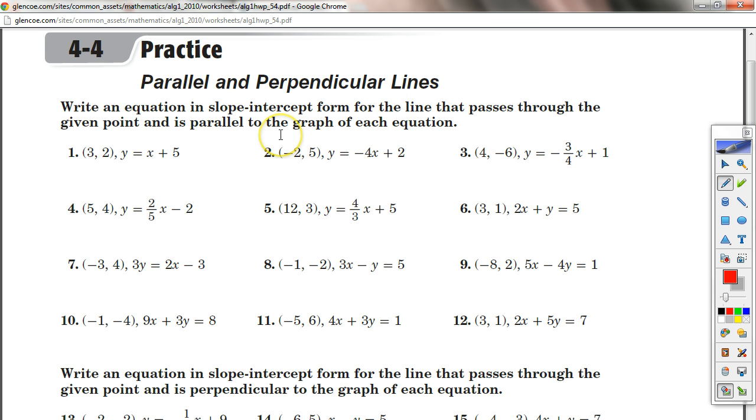Okay, so in the previous video we learned about parallel lines and perpendicular lines. Parallel lines are when two lines are going in the same direction and will never meet. When you find the slope, parallel lines have the exact same slope, and perpendicular lines have the opposite reciprocals, which means if you have negative 2 over 3, then positive 3 over 2, the flip number upside down, is the slope for the perpendicular line. Okay, so write an equation in slope-intercept form for the line that passes through the given point and is parallel to the graph of each equation.